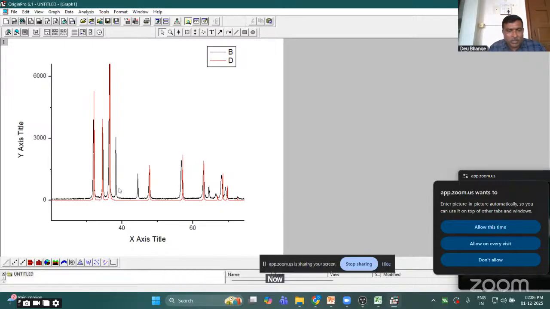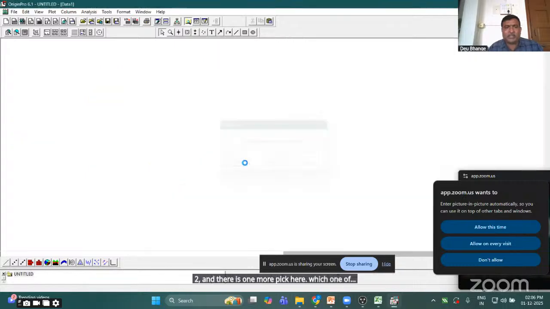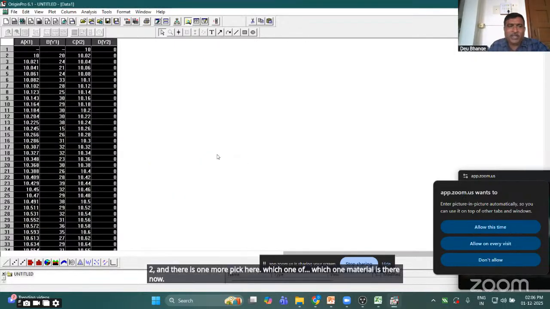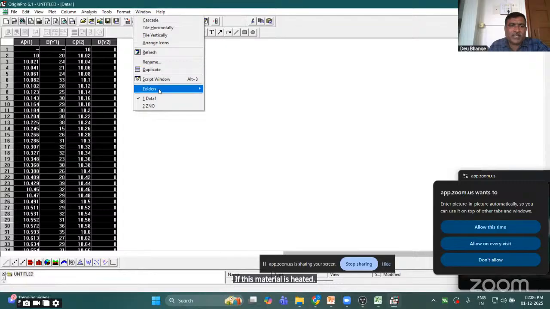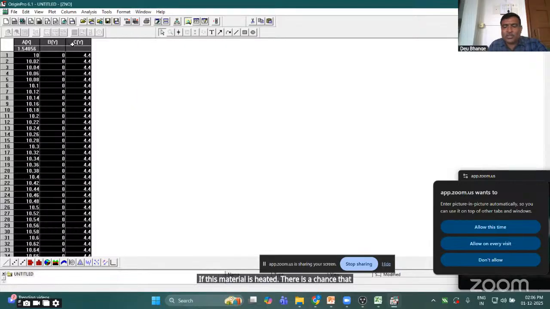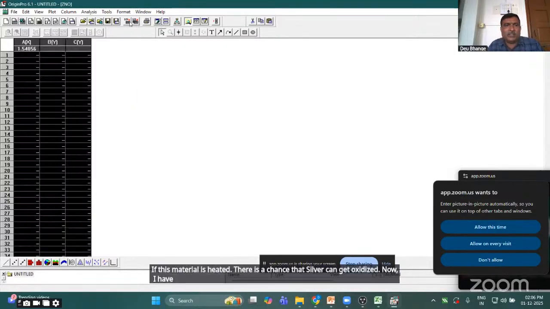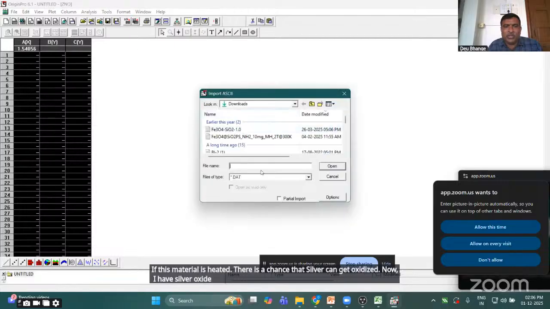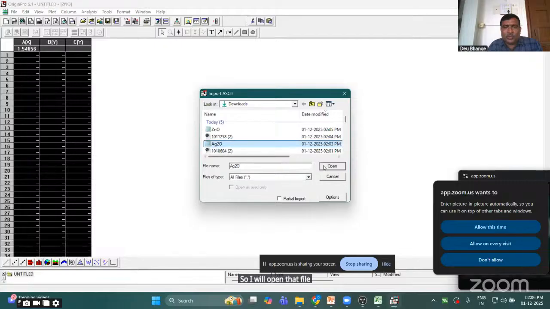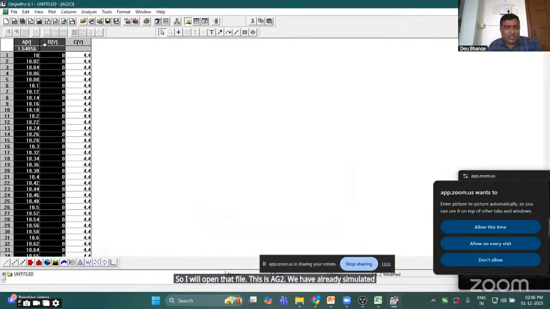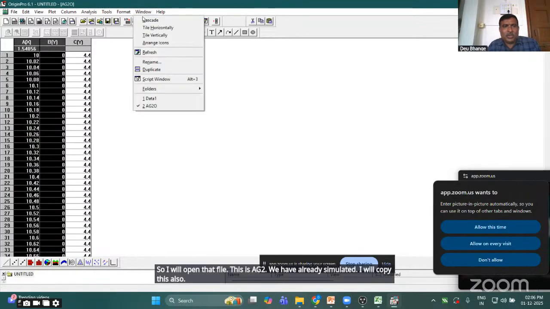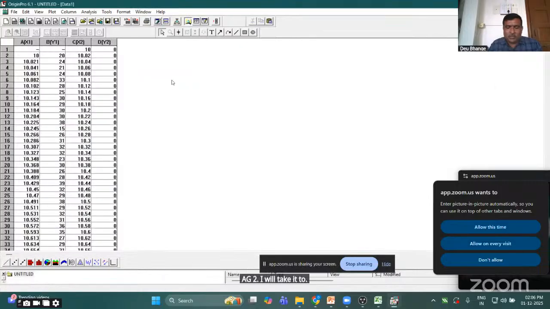Now it is my duty to identify these two, and there is one more peak here. Which material is there? Now if this material is heated, there is a chance that silver can get oxidized. Now I have the silver oxide pattern already simulated. So I will open that file. This is Ag2O we have already simulated. I will copy this also, Ag2O, and take it to this data sheet.